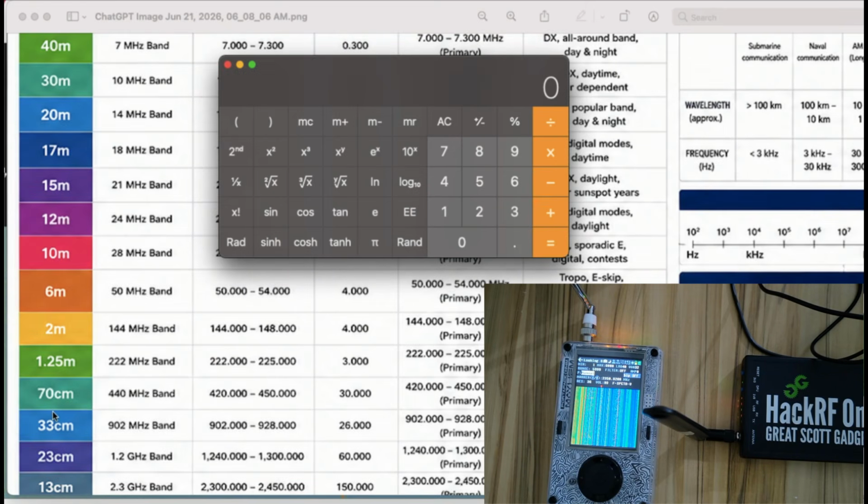Lambda is equal to C over F, speed of light over frequency. That gives me this band in wavelength. So if I were to calculate this, let's just look at 420 megahertz. Speed of light is 3 times 10 to the 8 divided by 420 megahertz.